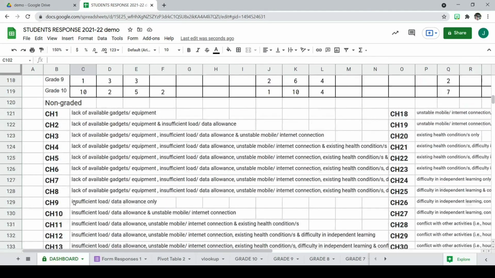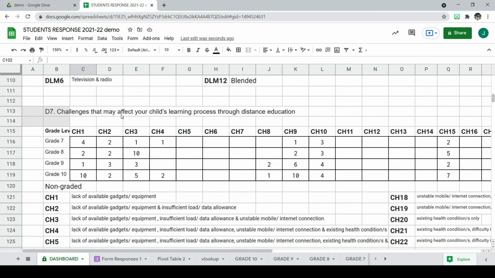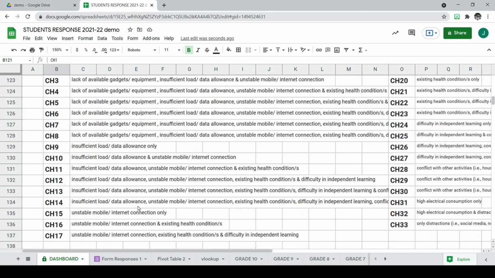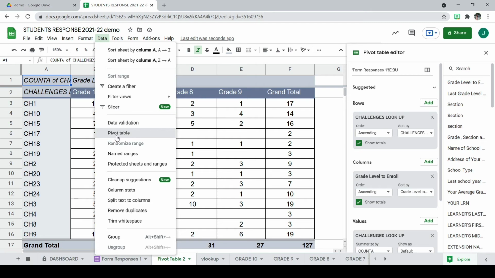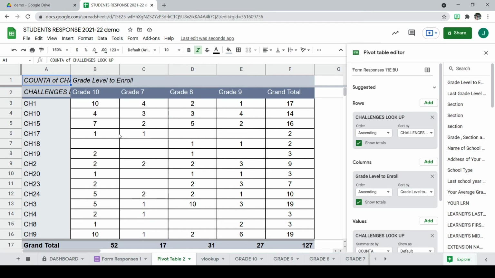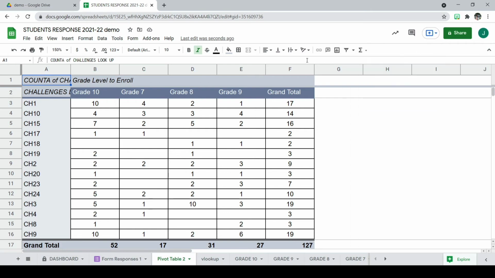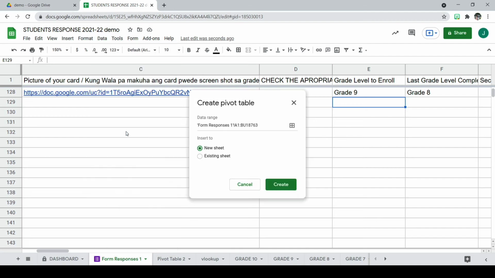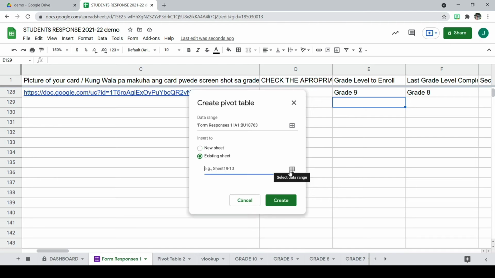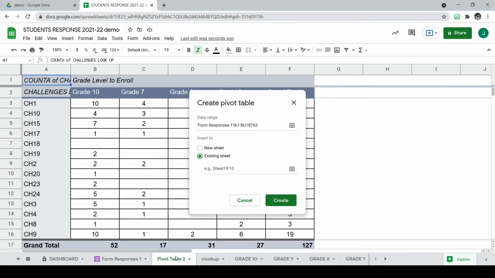Next, let's have D7. D7 refers to the challenges that may affect your child's learning process through distance learning. Since it's long, ma'am and sir, I used a pivot table. How to do a pivot table? You go to Data, then Pivot table. Not new sheet, choose existing sheet.